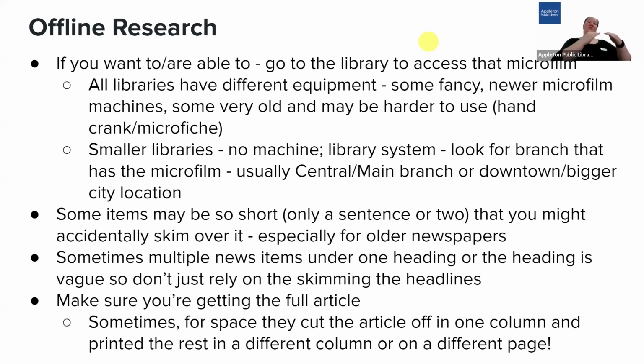Sometimes you might even get multiple news items under one headline. You might have one headline and then four or five different paragraphs, and they might be different news stories all within just one headline. So sometimes even just skimming the headlines, you're going to miss stuff. You also want to make sure you're getting the full article. If you find something that's relevant to your ancestor, sometimes they cut off an article and then continue it on page 3 or page 4 or a different column. So before you leave the library, make sure you have the whole thing and don't just get half the article.